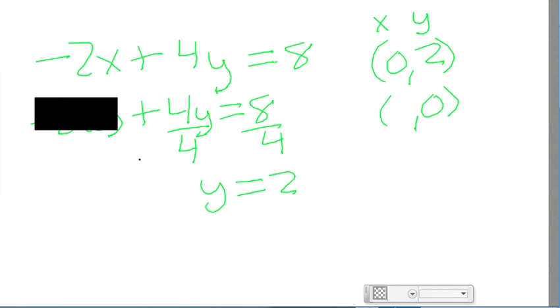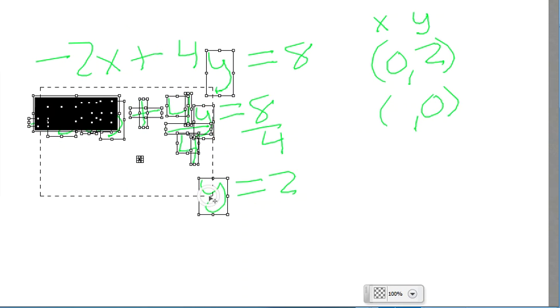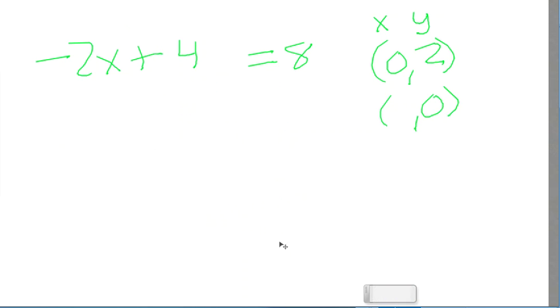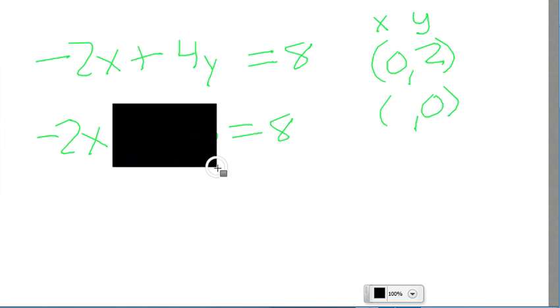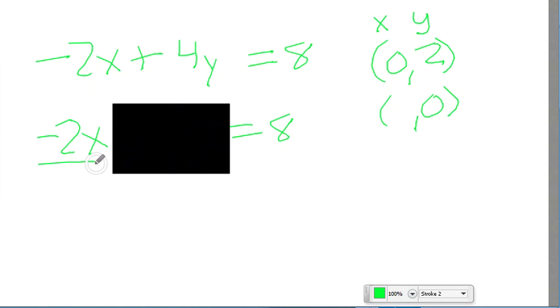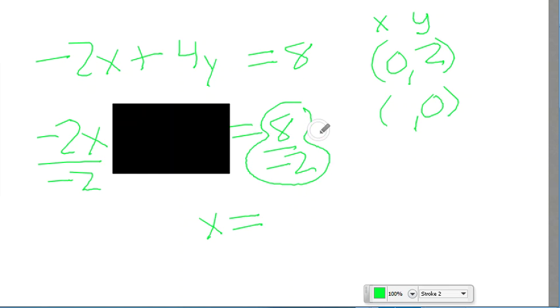So let's do the next one, which is we want to take this equation, and this time we are going to let the y be 0, and we're going to solve for the x. So negative 2 times x plus 4 times 0 equals 8. We know that 4 times 0 is just going to be 0, so that's going to wipe that term out. And then to get rid of the multiplication of negative 2, we use division. So this time x equals 8 divided by negative 2, which is negative 4.